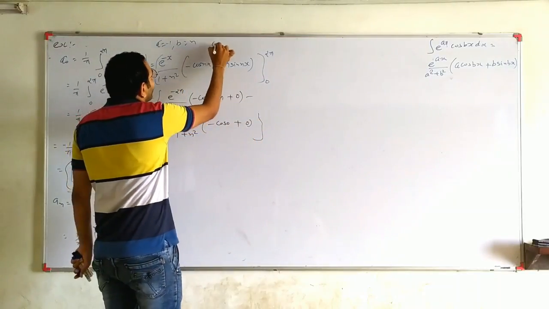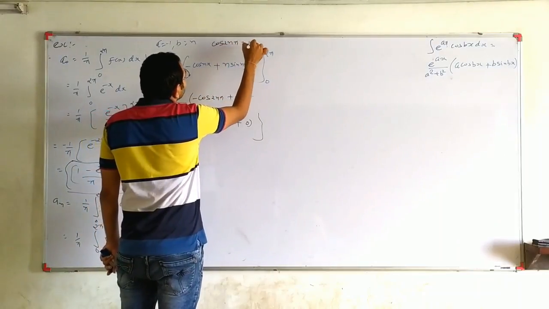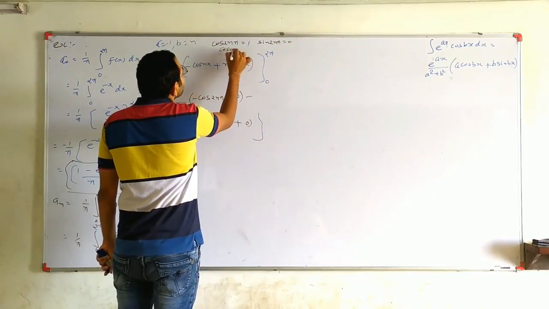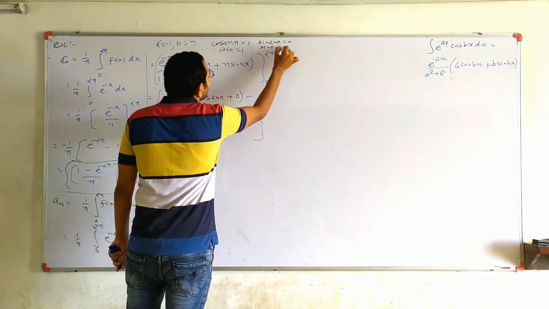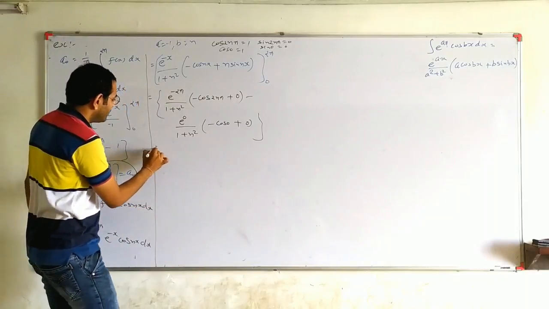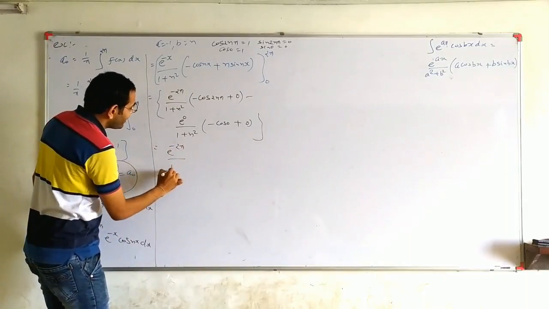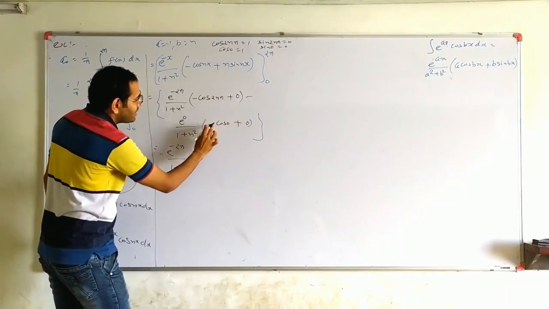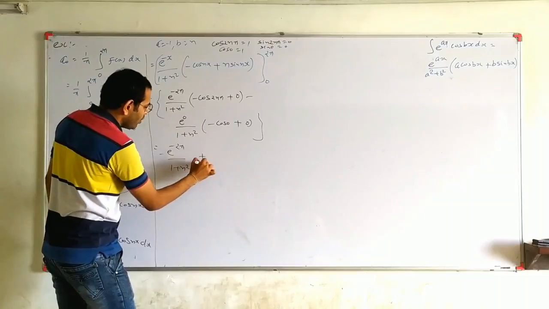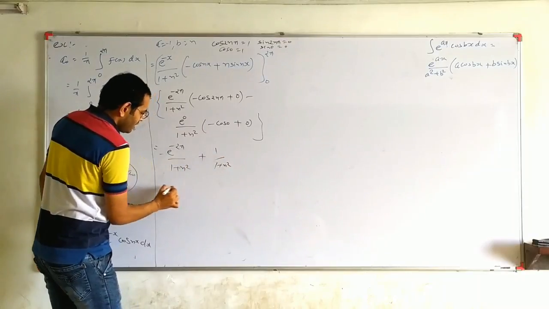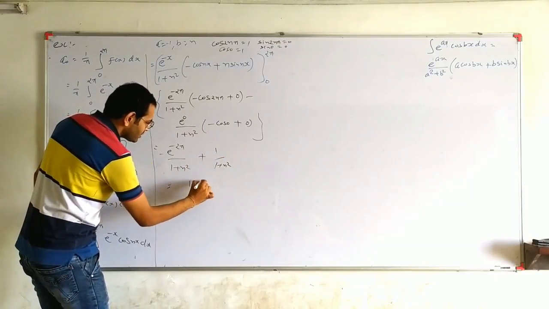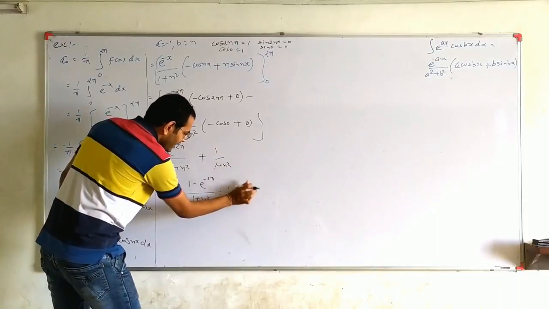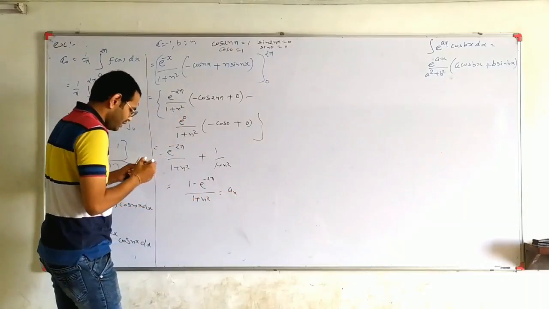The value of cos 2n pi is 1, and sin 2n pi is 0. Cos 0 is 1, sin 0 is 0. Then e raised to minus 2 pi upon 1 plus n square, that is minus 1, then minus plus cos 0 is 1, e raised to 0 is 1. Then 1 upon 1 plus n square, the denominator being common. Then taking the LCM, we get the value of an.